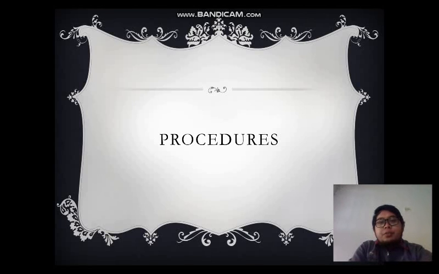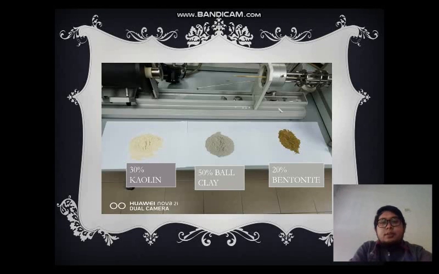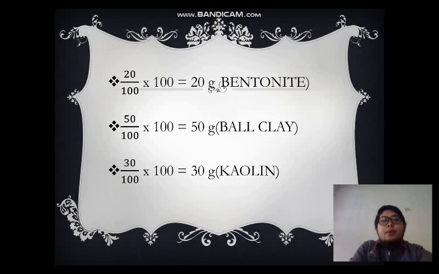I will explain about the procedures of this project. Okay. The wetting and mixing process is, first, the percentage of powder that we use is 20% of bentonite, 50% of clay, and 30% of kaolin. The total weight of powder that we use is 100 gram.